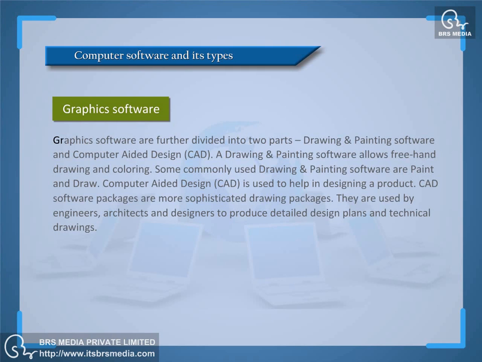Graphics software. Graphics software are further divided into two parts: drawing and painting software and computer-aided design (CAD). A drawing and painting software allows freehand drawing and coloring. Some commonly used drawing and painting software are Paint and Draw.